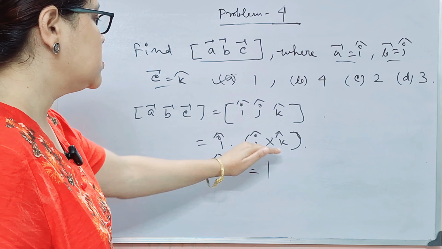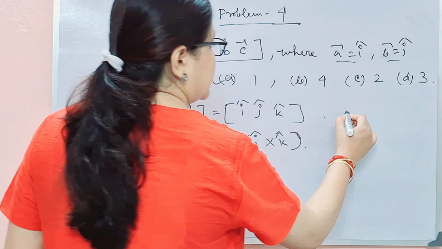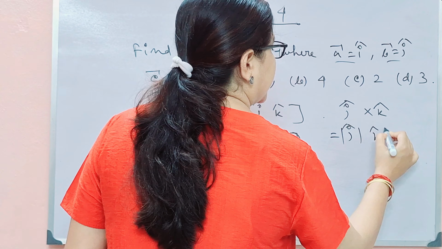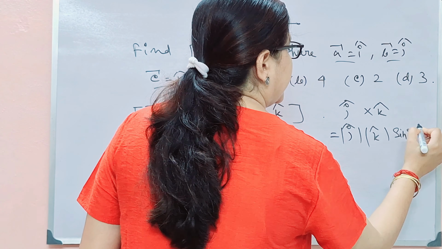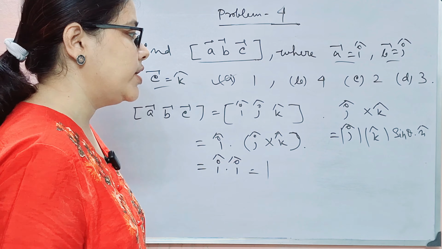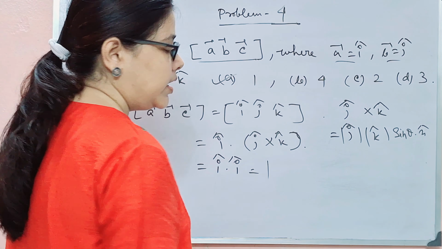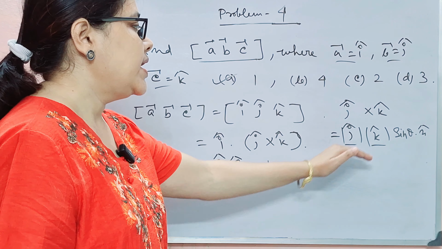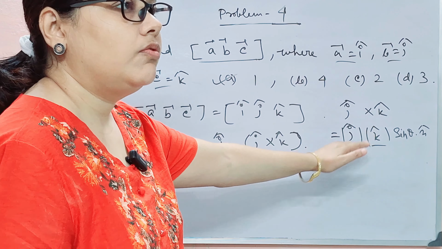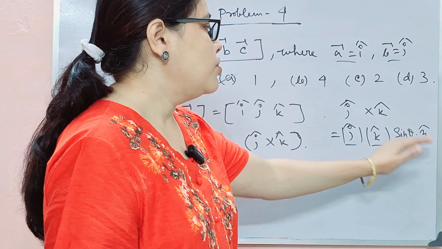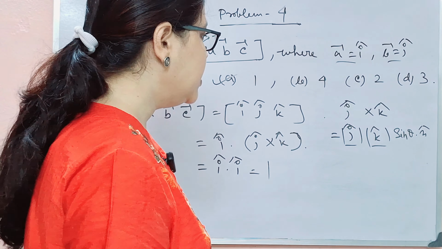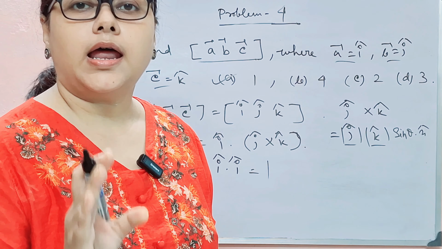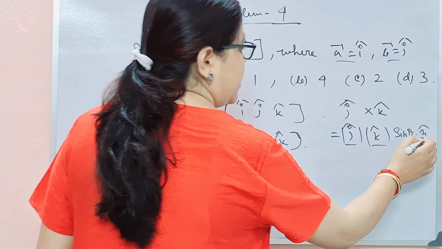Now I am clearing the concept of j cross k. j cross k means mod j, mod k, sin theta and n cap, where n cap is the unit vector perpendicular to both j and k. j and k are the unit vectors along the y-axis and z-axis, so the unit vector perpendicular to both the y-axis and z-axis is the unit vector along the x-axis. So this will be i.